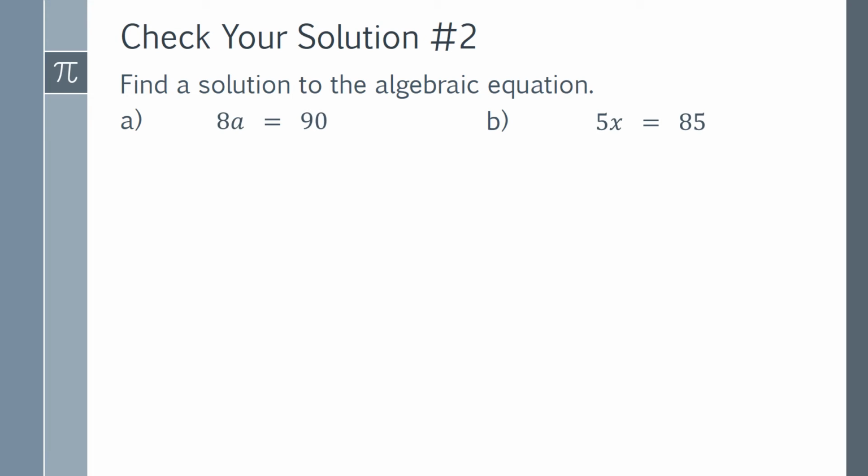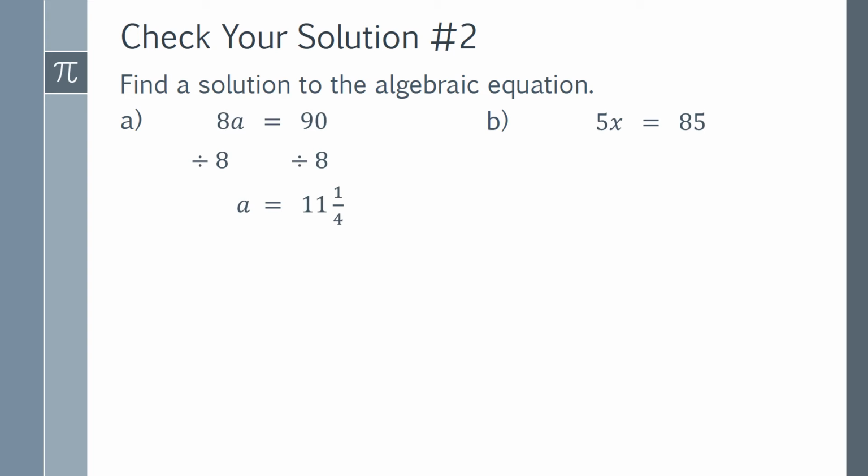For part A, we need to use the inverse operation to isolate the variable. Because this is a multiplication equation, we will use division and divide both sides by 8. This will leave us with a on its own on the left side. A equals 11 1/4. Remember that you can plug this back into the original equation to check your work.